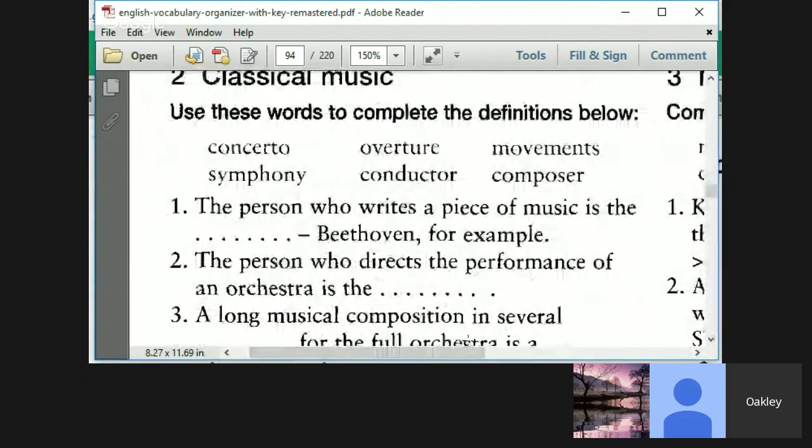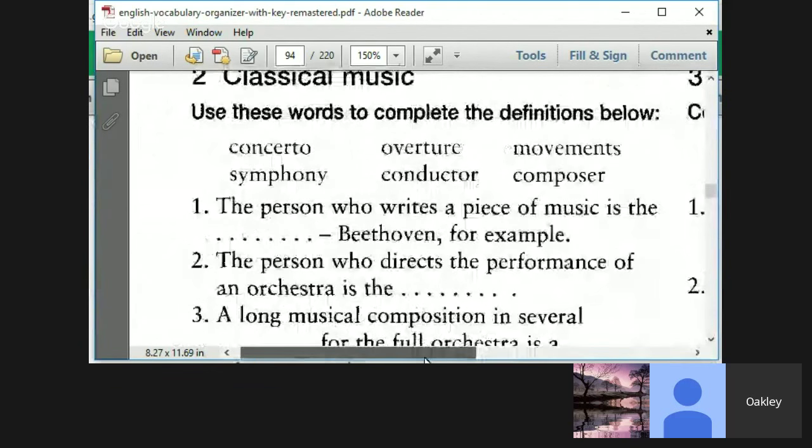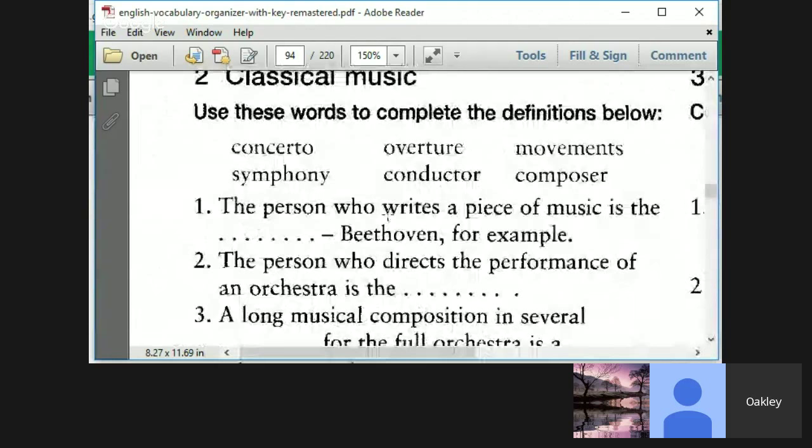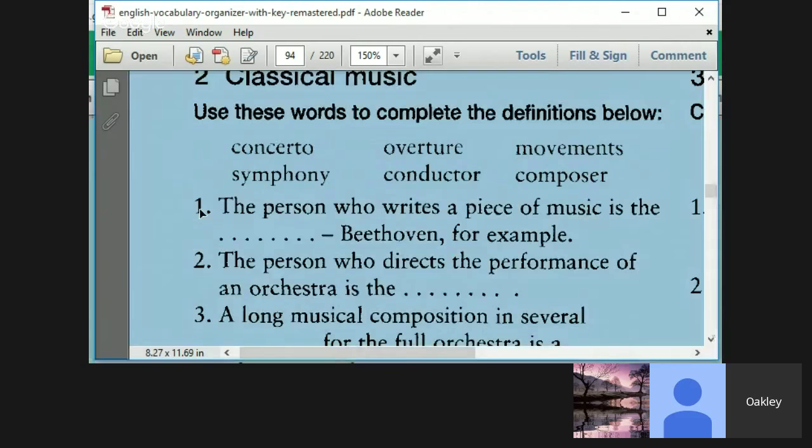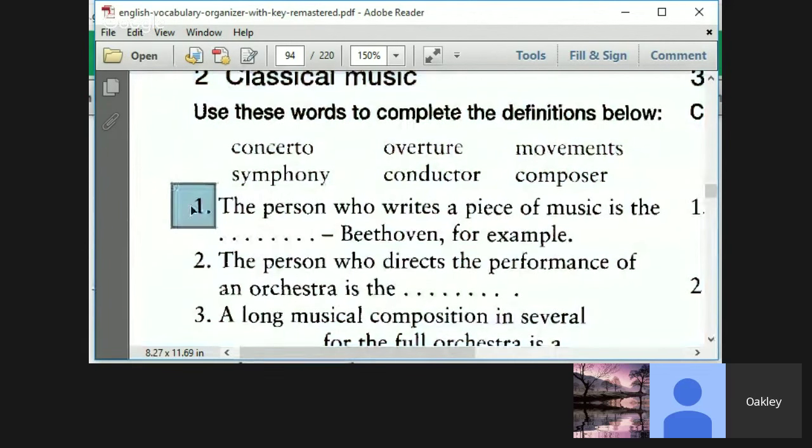Okay. Some terminology for classical music. Maybe you're unfamiliar with these. Let's try it out. Use the words to complete the fill in the blank here. All right, Rodrigo, number one. The person who writes a piece of music is the composer. Composer, Beethoven, for example. Okay. You are correct.